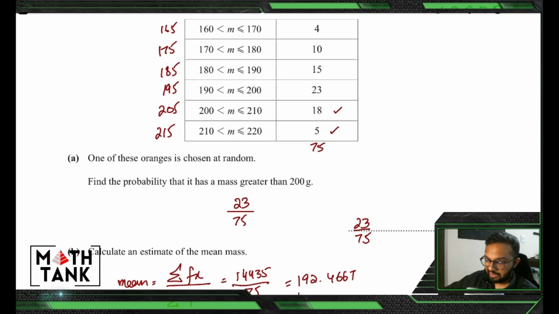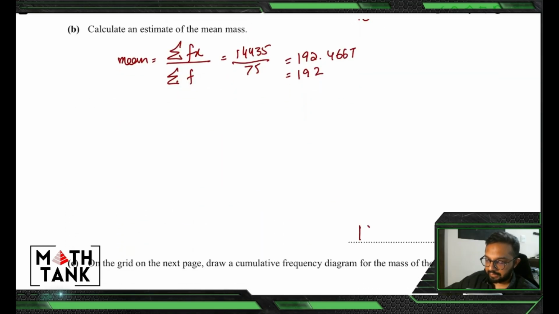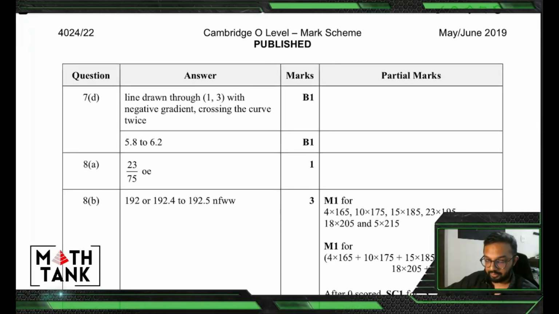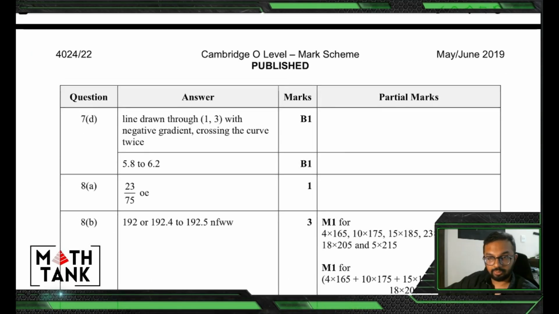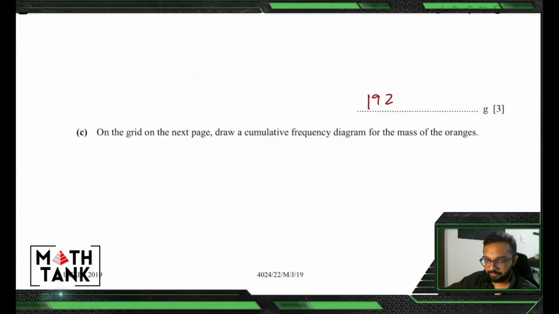192.4667. That should be 192, correct to 3 significant figures. Don't round it to 192.5 and then to 193. That might give you the wrong answer. So 192, or 192.5, but not 193.